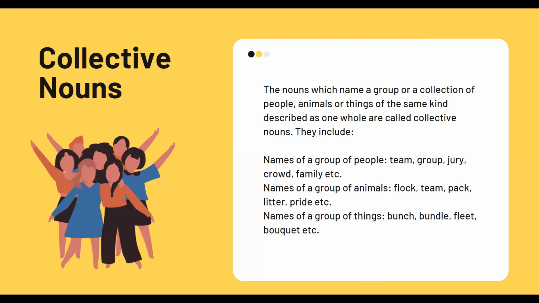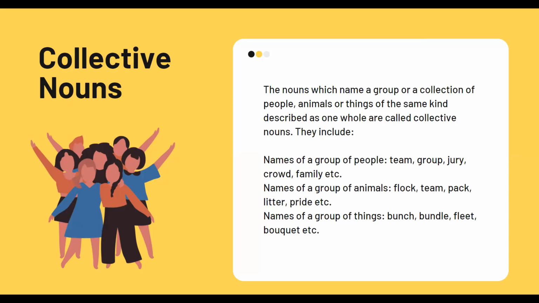Let's continue with the collective nouns. The nouns which name a group or a collection of people, animals, or things of the same kind, described as one whole, are called collective nouns. So that means, in simple words, when we are talking about a group of people, group of animals, or group of things which are alike, we use a collective noun.